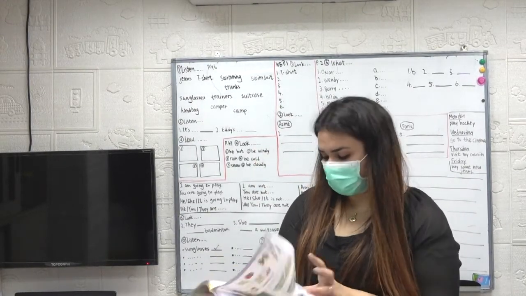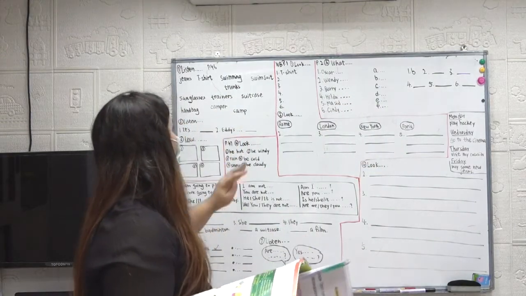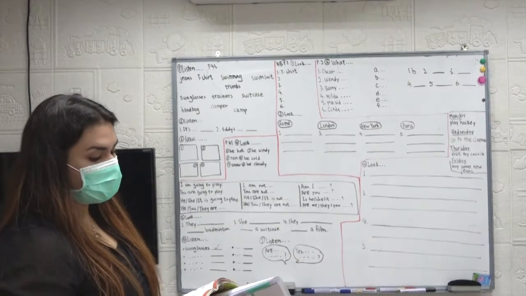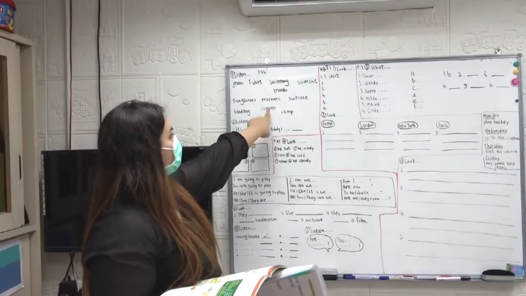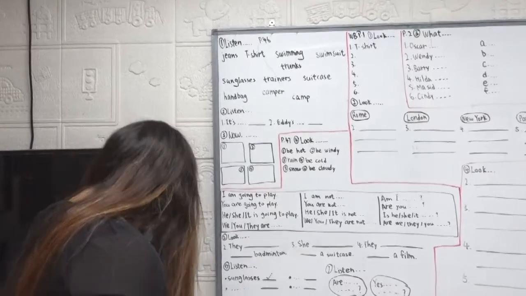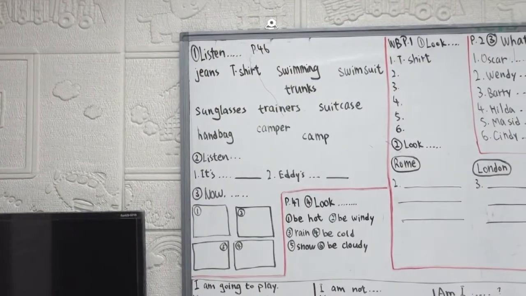So the first thing we need to do is have a look at some vocabulary. On page number 46, our topic for today is we are going to go camping. Here are some of the vocabulary which we need to listen and repeat. Alright, we are going to go camping.